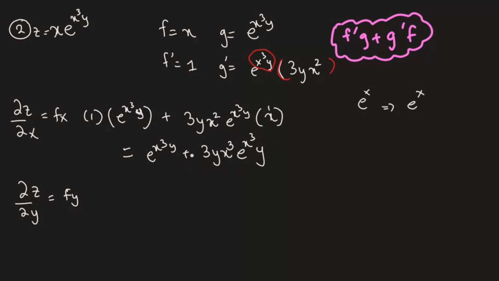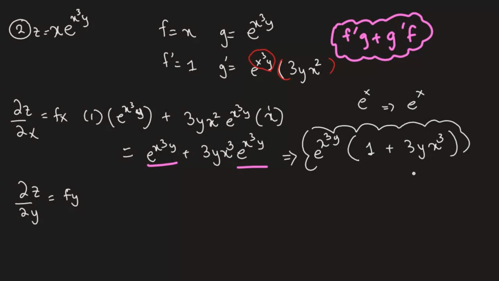Okay, now you see that these are the same thing, right? So you can factor them out if you want. And sorry, this has to be at the top. You can factor this if you want, but if you want, this is the answer. So now go ahead and factor this. If you factor this, this is 1 plus 3y x cubed, right? So this is the answer to the derivative with respect to x.